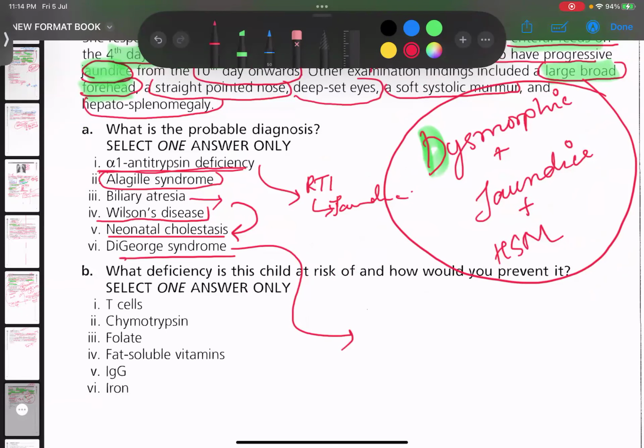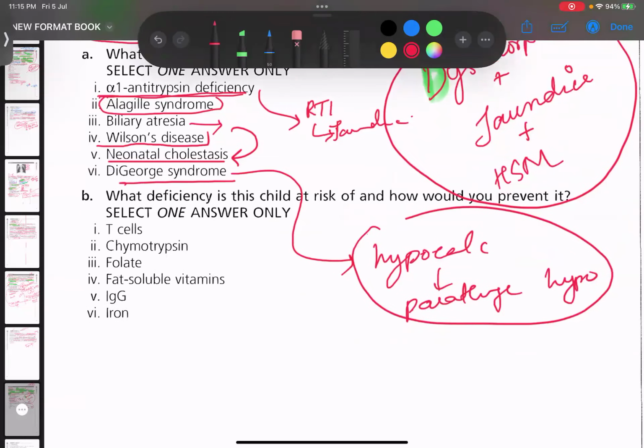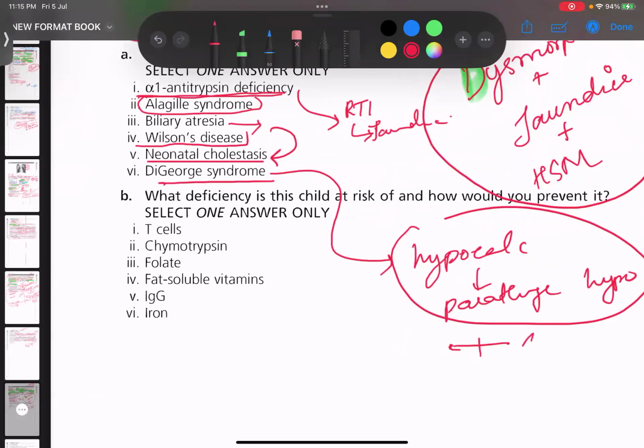DiGeorge usually has hypertelorism, not deep set eyes. They usually have a fish-like mouth, and jaundice is not associated with it. DiGeorge is commonly associated with hypocalcemia due to parathyroid hypoplasia, right? Along with that, what are the other features? They'll come with some history of congenital heart disease, along with history of cleft lip, cleft palate. Nothing of that sort was given.